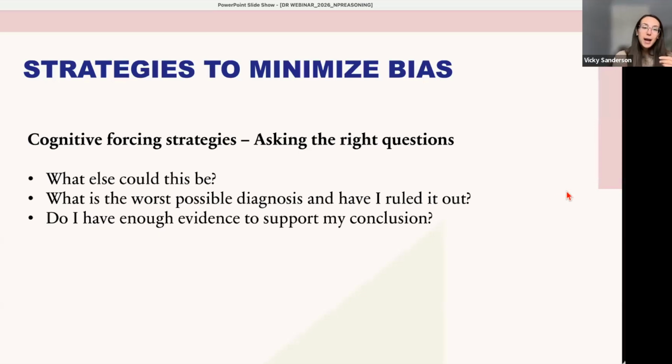Third, we can always ask, do I actually have enough evidence to support my conclusion? Or is it very superficial? With my shingles patient, all I had really was that he had a history of eczema and that the rash was mildly itchy and irritative. It's not perhaps enough evidence to support my conclusion and rule out alternatives.